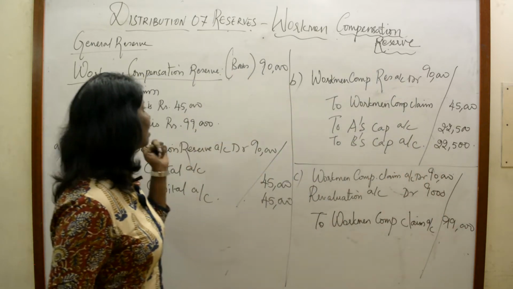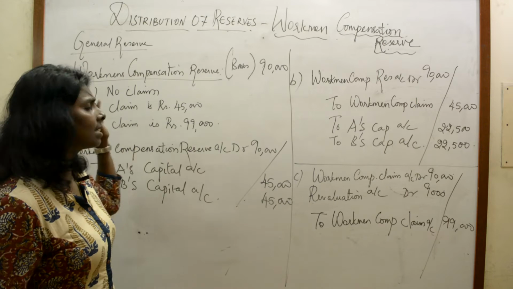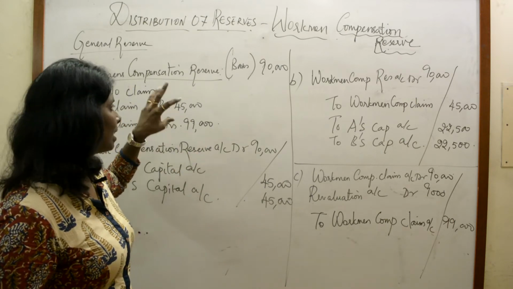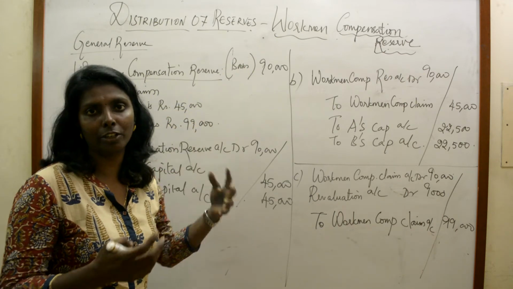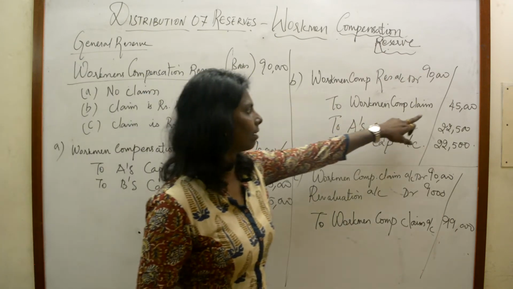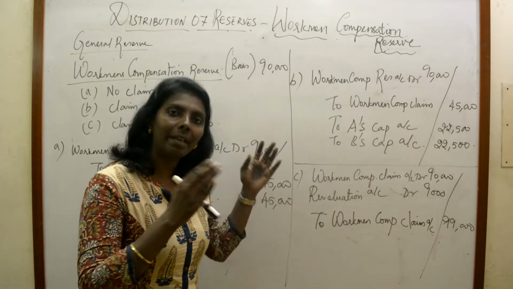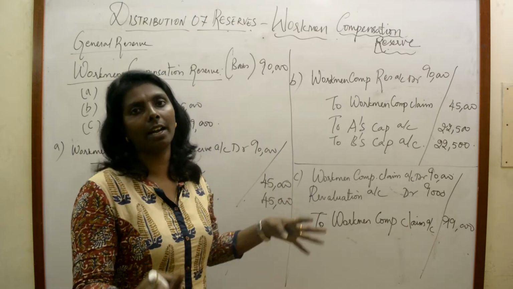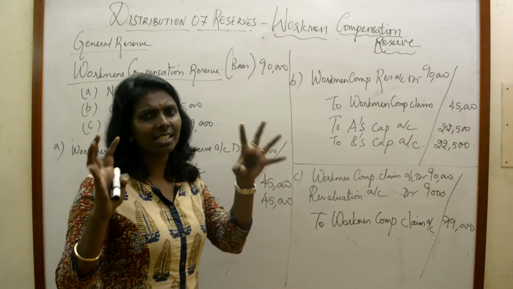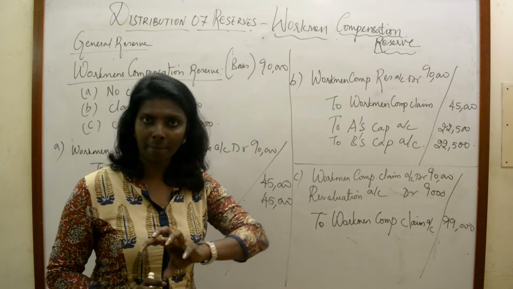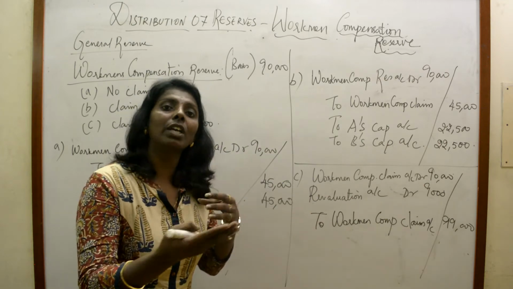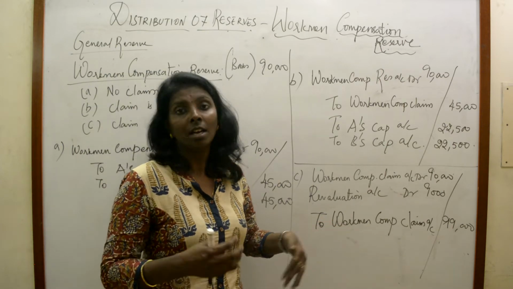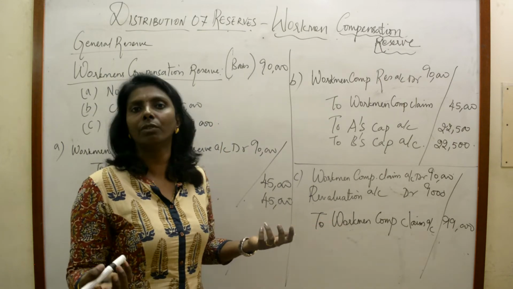But let's take the second scenario. There is a claim of 45,000. When there is a claim, it has to be met out of the reserve, as I told you already. So we're going to meet that claim out of the reserve. After meeting the claim, if there is any amount left in the reserve, then that will be divided among the partners in the old ratio. So that's the general logic. If there is a claim, first it will be met out of the reserve. If there is any amount pending after meeting the claim, that will be divided among the partners. If there is no amount left, then you don't need to give anything to the partners.